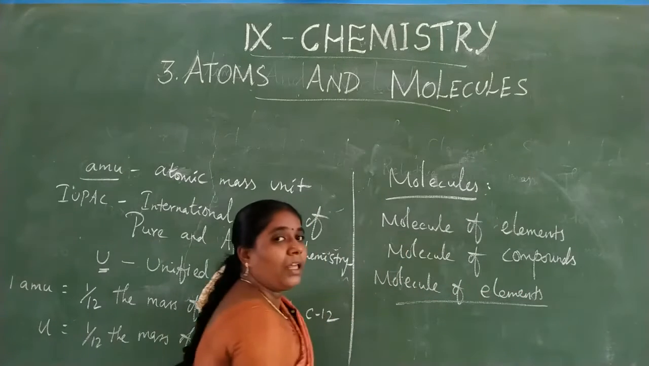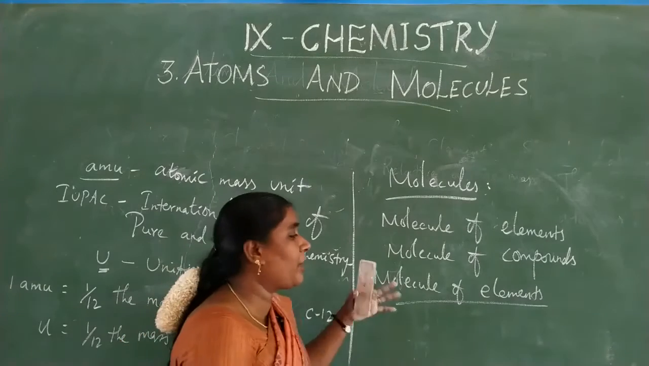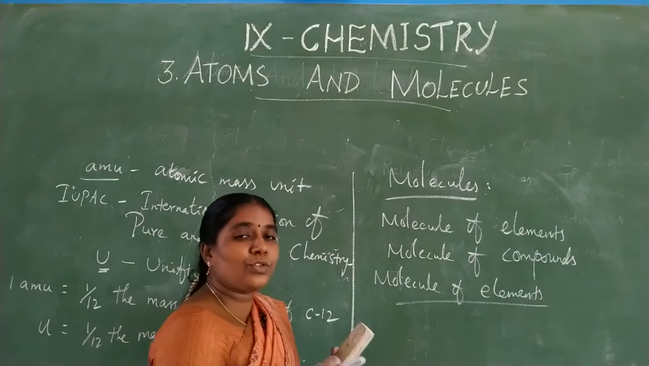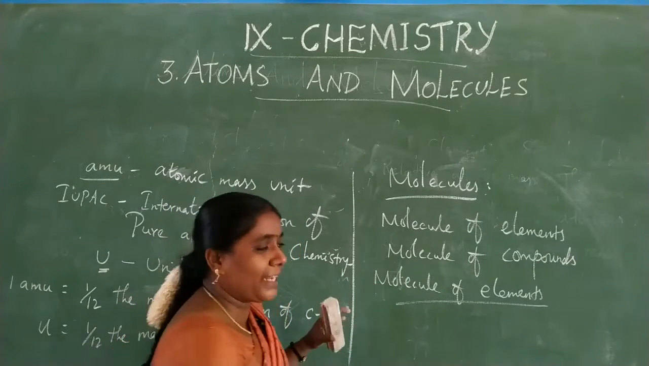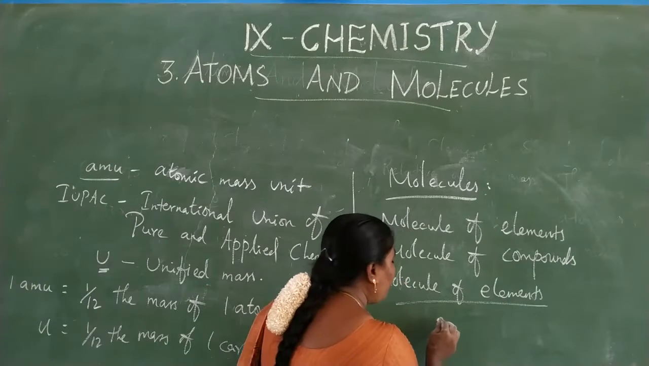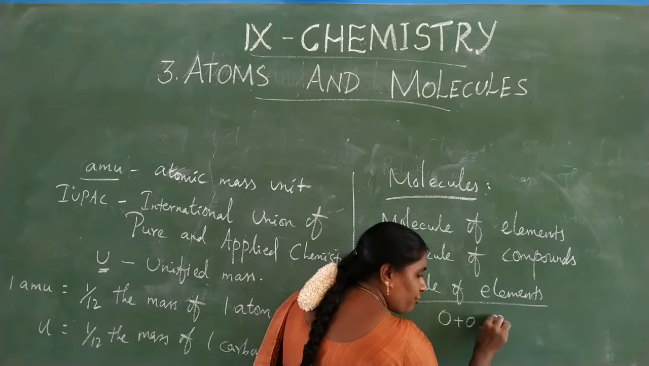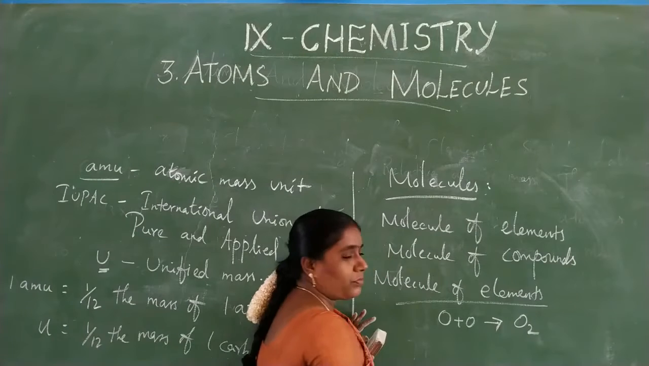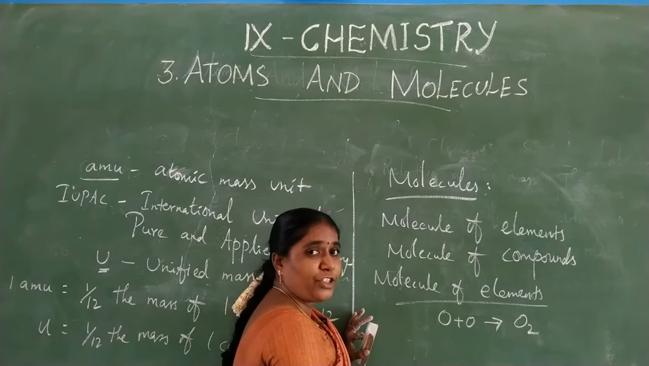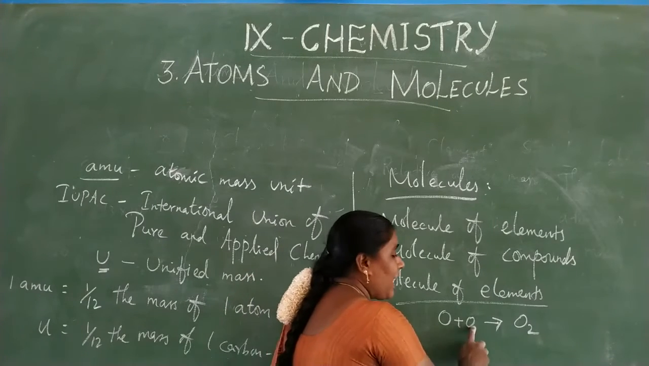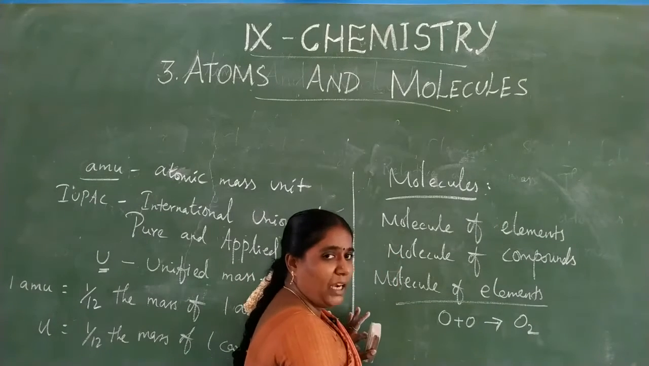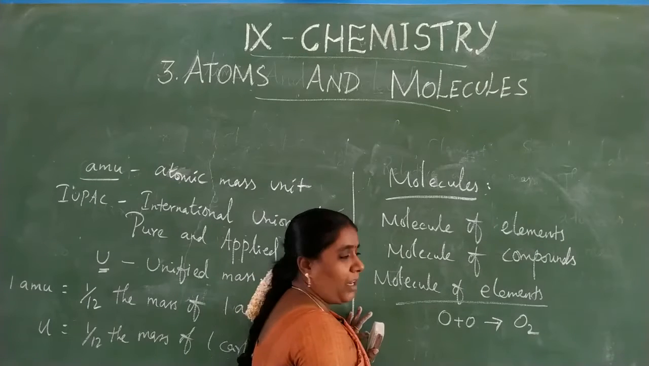Atoms of the same element combine together to make molecules of elements. Two or more same elements, for example two oxygen atoms, combine to form O2. So same elements combine to form a molecule. This is a molecule of an element.